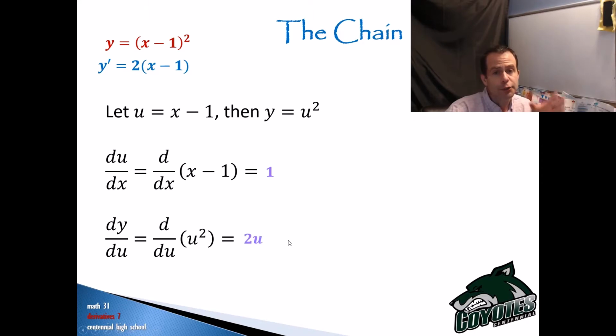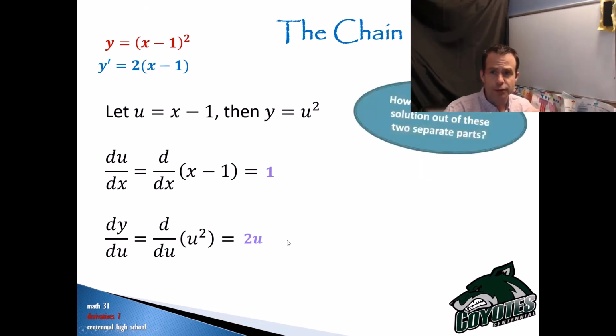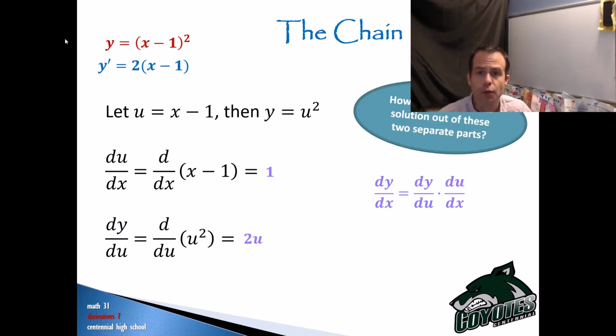Okay, now here's what we do with this. How could we get the solution out of these two separate parts? Well, remember, I already know what the solution has to be, right? The solution has to be 2 times (x minus 1). Take a look at this. We multiply these guys together. What ends up happening is, when we do a substitution like this, the derivative of y with respect to x will be the derivative of y with respect to u times the derivative of u with respect to x. So when we do a u substitution like this, the original derivative ends up being the two derivatives multiplied together.